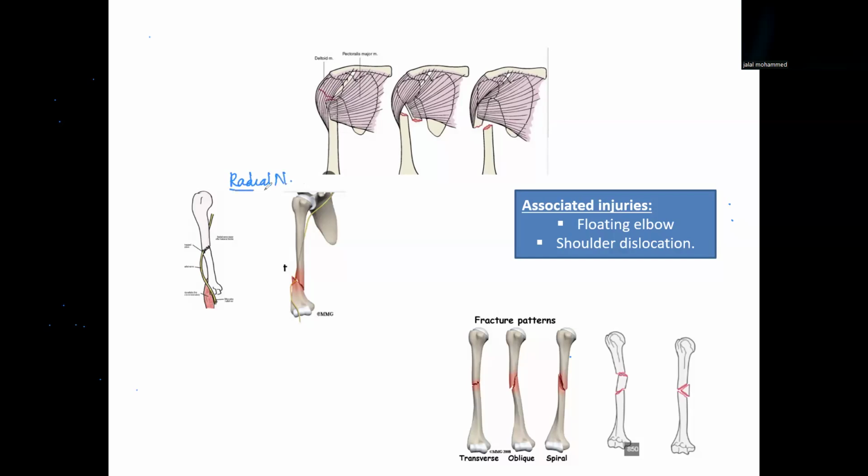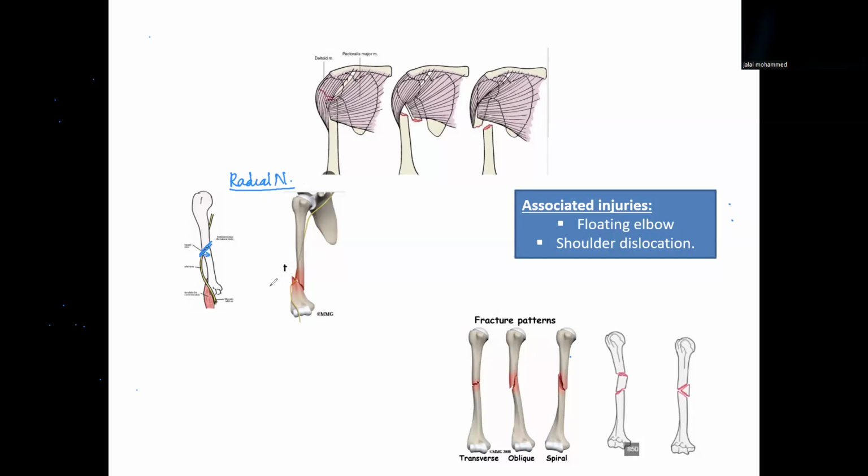So as I told, the radial nerve has two close relations. One is when it goes through the radial groove. There is a groove on the humerus posteriorly for the radial nerve, so it's called the radial groove. Any injury may displace the radial nerve inside the fracture, and the patient will have injury to the radial nerve.